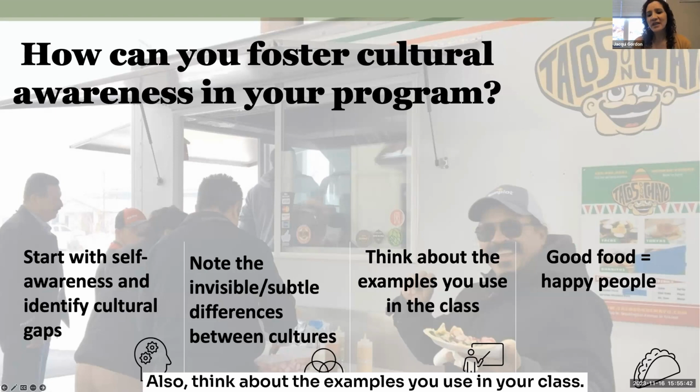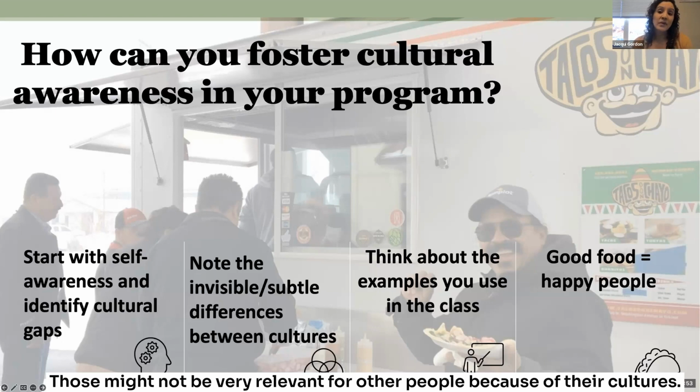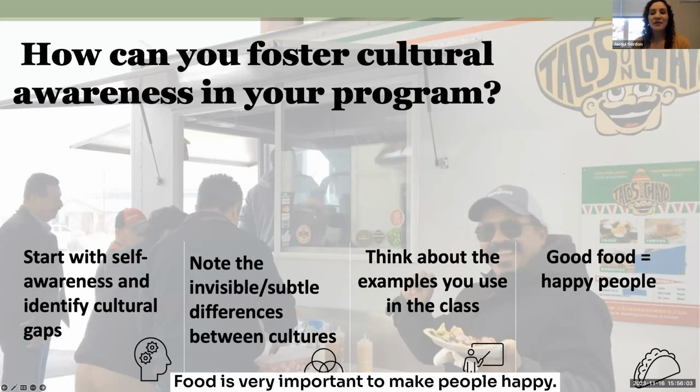Also think about the examples you use in your class. As trainers, we sometimes try to use examples that are relevant to us. Those might not be very relevant for other people because of their cultures. So think about those examples. And also think about the food you offer in your training. Food is very important to make people happy. It makes me happy. People will remember a training where they had food that brought them closer to home.